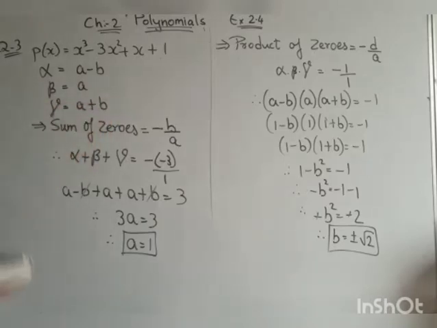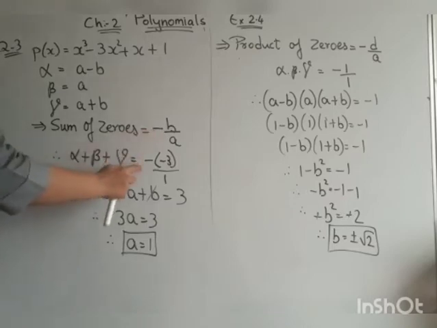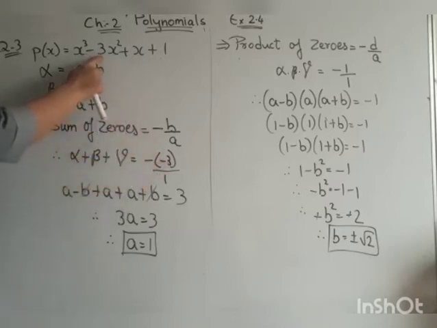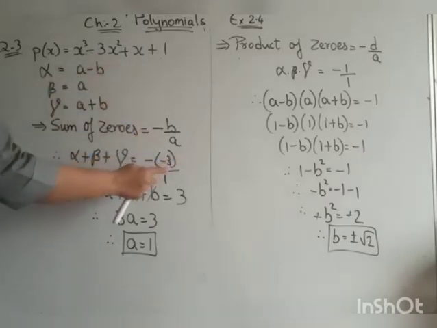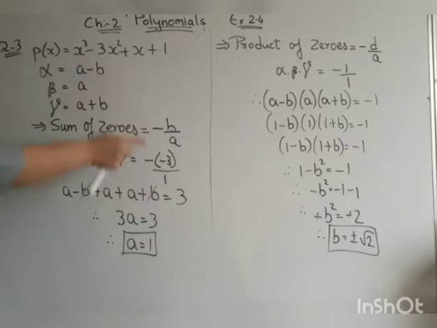Now using the formula for sum of zeros. Sum of zeros formula is minus b upon a. Sum of zeros means addition of all the three zeros, that is alpha plus beta plus gamma is equal to minus, as it is. What is b? B is minus 3. So minus 3 upon a. A is 1. So upon 1.